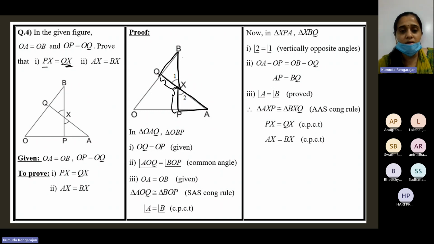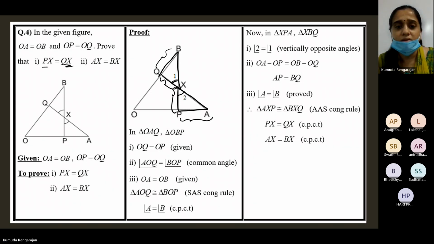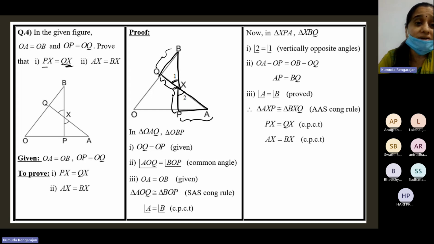See, we know vertically opposite angles, angle 1 is equal to angle 2. Yes, we know. And then you remember, we subtracted, we said AP is equal to BQ, right? But we need one more. AX is equal to BX, that we have to prove. Not given. Prove that AX is equal to BX.